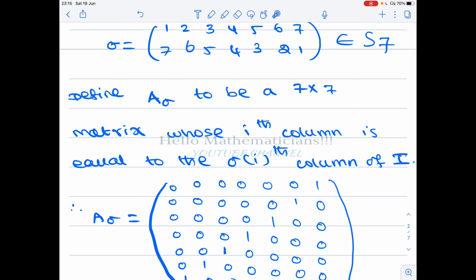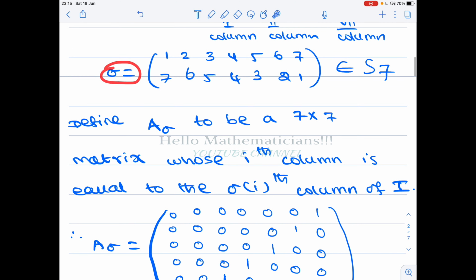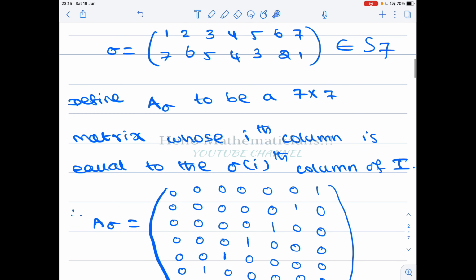Okay, so the sigma is basically a bijection that maps 1 to 7, 2 to 6, 3 to 5. So sigma of 1 equals 7, sigma of 2 equals 6, sigma of 3 equals 5. So that is the meaning of this sigma of i. So what is the first column of A sigma?